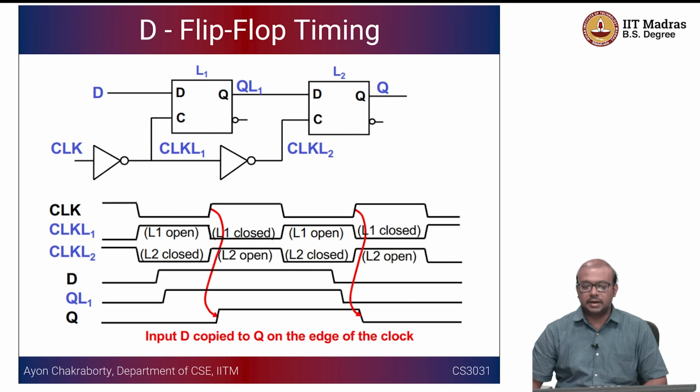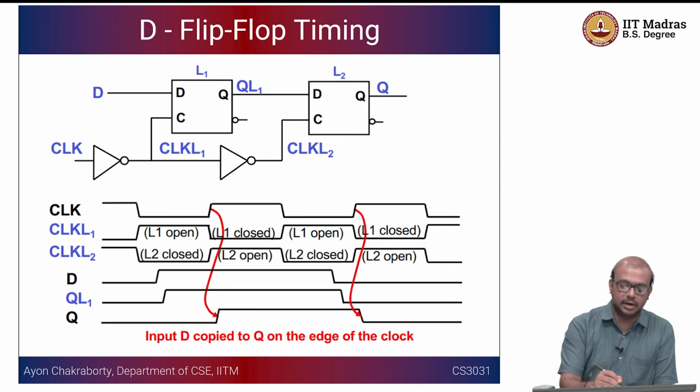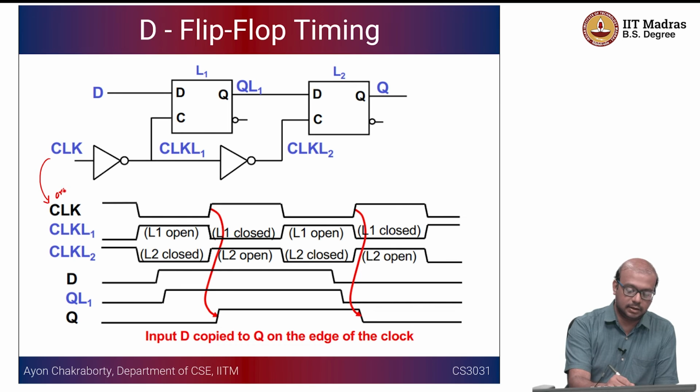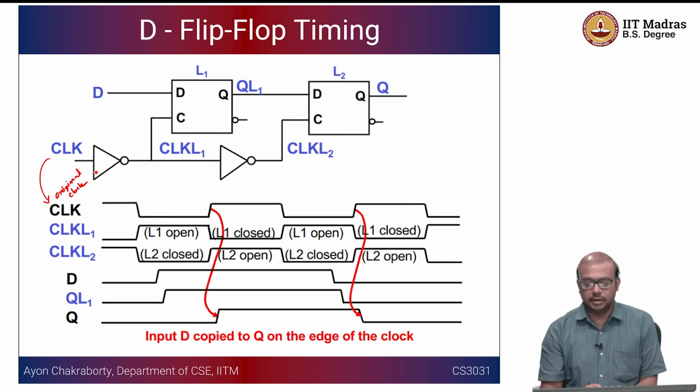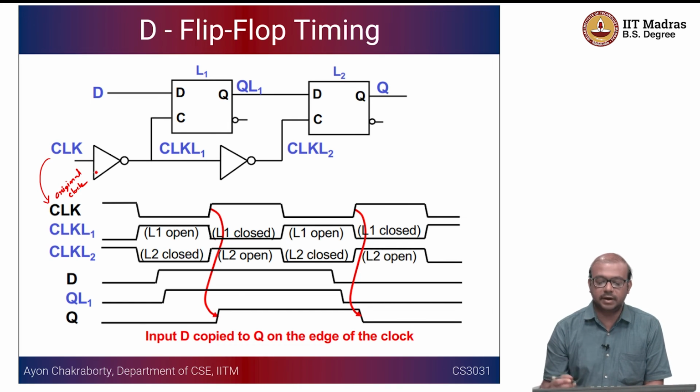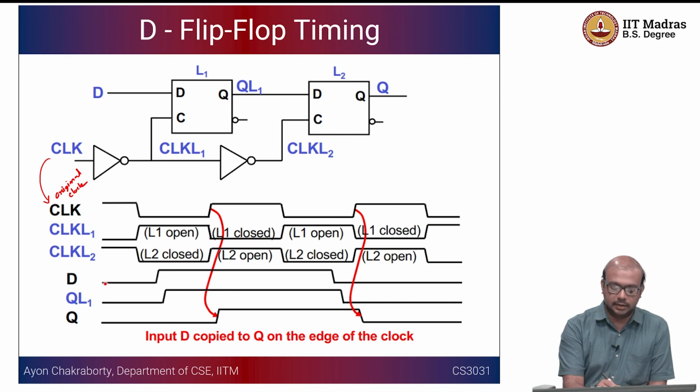If you look at the timing diagram now, the first one is the original clock input. Then you have clock 1, which is the inverted version of the input clock. Then you have clock 2, which is the same as the original clock, an inversion of clock 1. Then you have D. D can come at any time, right?